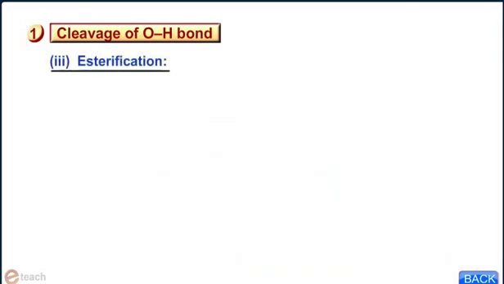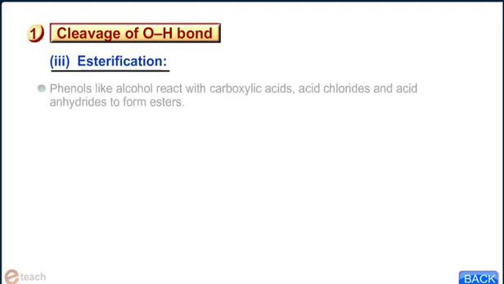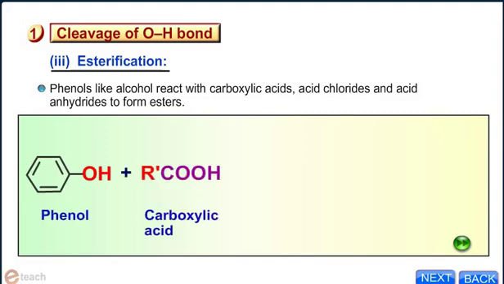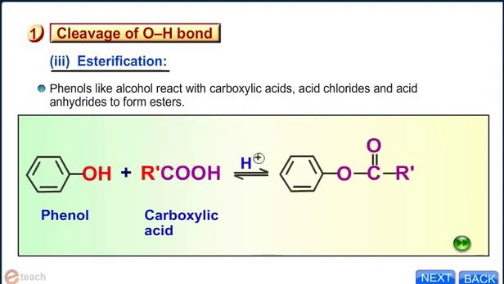The third one is esterification. Phenols like alcohol react with carboxylic acid, acid chlorides, and acid anhydrides to form ester. Consider the reaction C6H5OH plus R-COOH in presence of H plus gives C6H5OC=OR' plus H2O, where C6H5OC=OR' is ester.